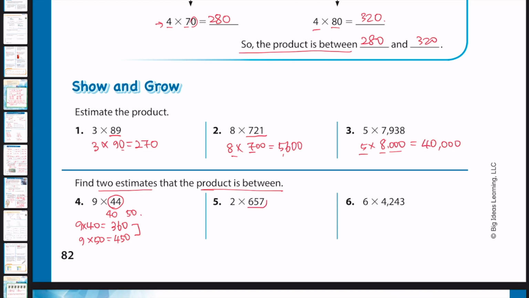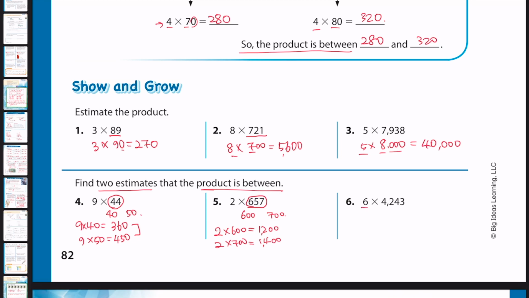Now let's move on to number 5. So this 600 is in between what numbers? Yes, 600 and 700, right? So now I'm going to do 2 times 600 and 2 times 700. What is 2 times 6? Yes, 12. And then add 2 more zeros. 2 times 7 is what? 14. And then also you need to add 2 more zeros. So the product will be between 1,200 and 1,400.